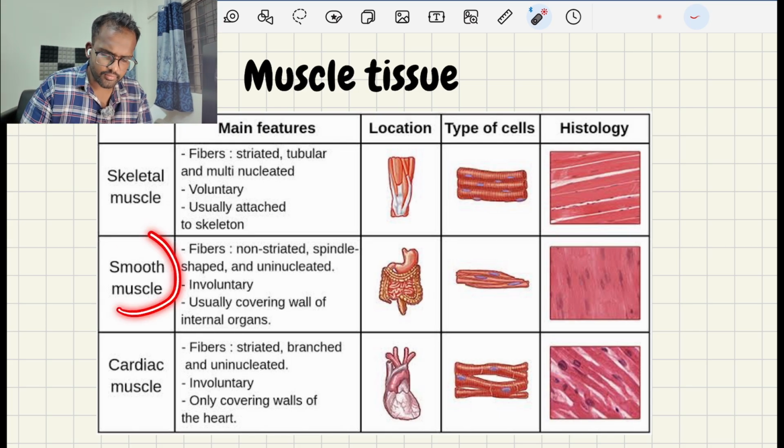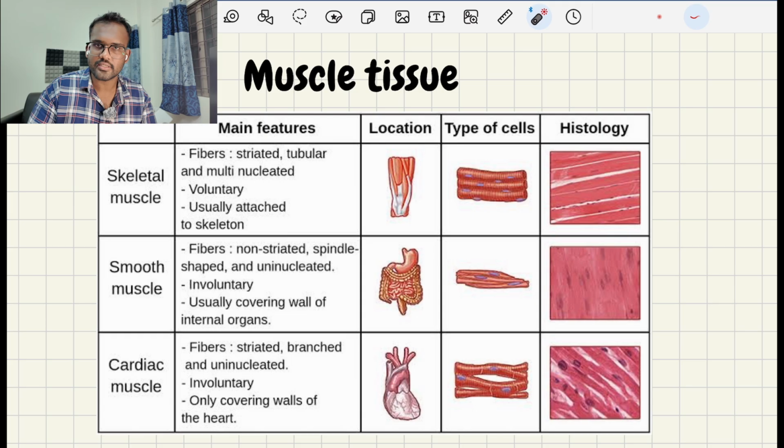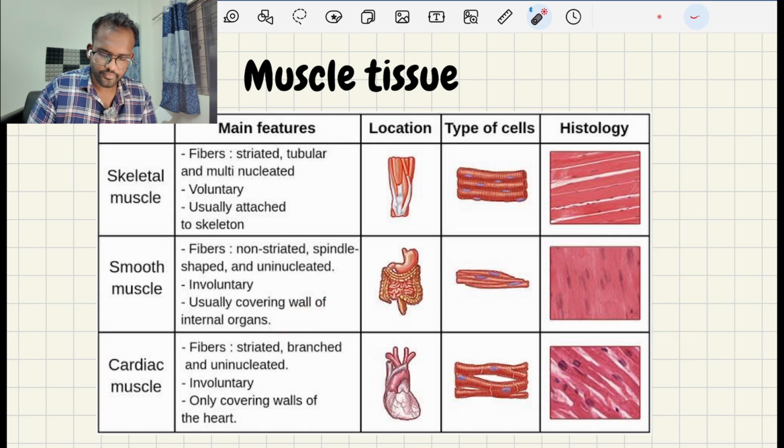And we have smooth muscles. Smooth muscle is involuntary. You can't move these muscles at will, because they are mostly present in the digestive system and the internal organs. The structure of smooth muscle is simple, spindle-like, with a single nucleus, not more than one. So it is uninucleated, usually found in the walls of organs and systems. So this is regarding smooth muscles.